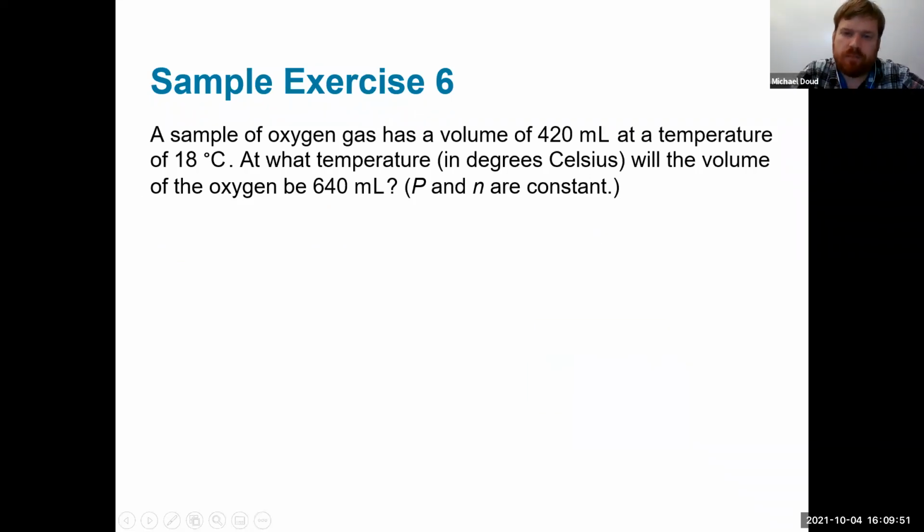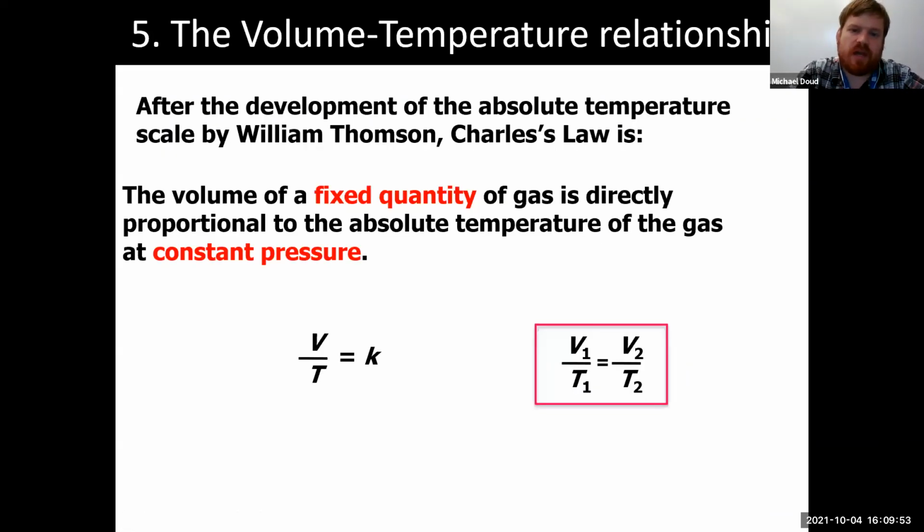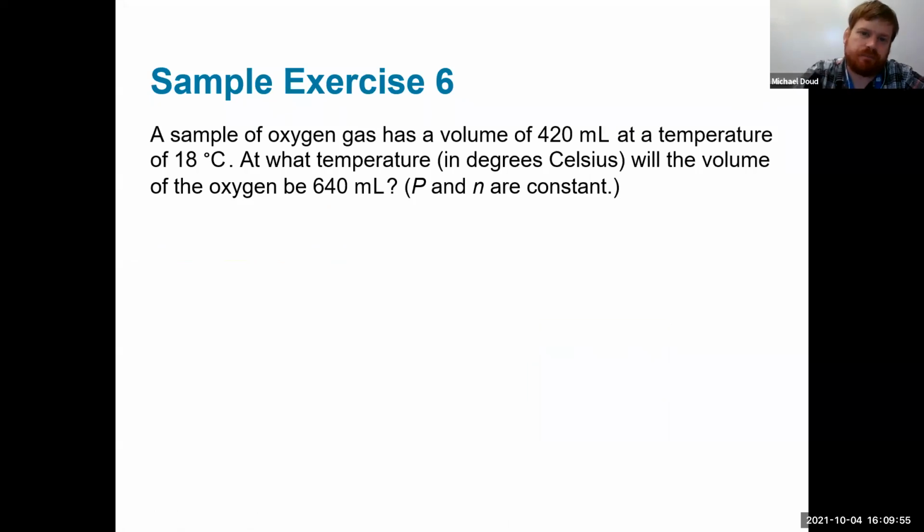Okay, so that brings us back to our sample exercises here. Sample exercise number 6. A sample of oxygen gas has a volume of 420 milliliters at a temperature of 18 degrees Celsius. At what temperature in degrees Celsius will the volume of oxygen be 640 milliliters?